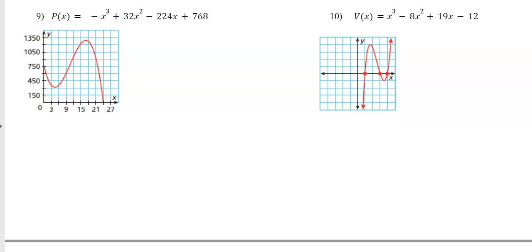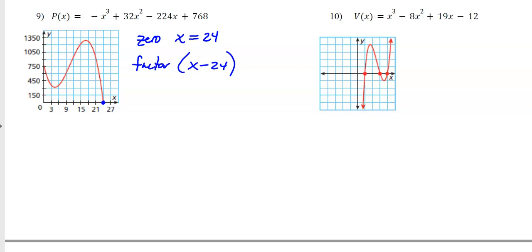Looking at this graph, I see 1, 0. I see a 0 right there. And it looks like this grid's going by 3s. So I have a 0 at x equals positive 24. So that tells me right there that I have a factor. I have something that goes in there evenly of x minus 24.